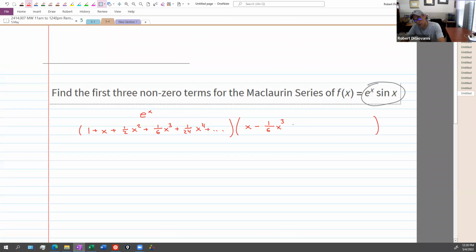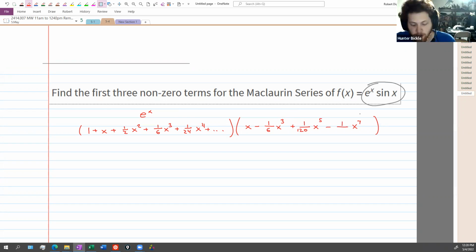The next one is plus 1 over 5 factorial. What's 5 factorial? Should be 120. So 1 over 120 x to the 5th minus 1 over, I need 7 factorial. I don't have it memorized, sorry. 7 times 6 times 5 times 4 times 3, 5,040. Yeah, 5,040. I should have known that.